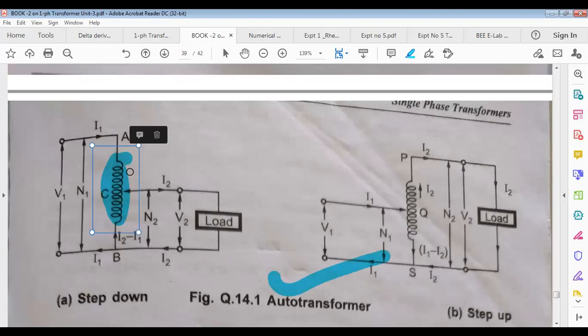So as the size is small, the costing is obviously less, as less copper is required. Copper is costly, so less copper required, so cost reduces, isn't it? Again, less copper is required, single winding is there, so copper losses also will be less, then efficiency is more. Okay, so these are the advantages of auto transformer. But what is the disadvantage?